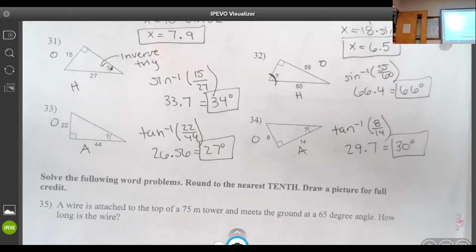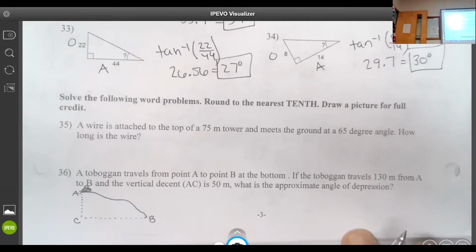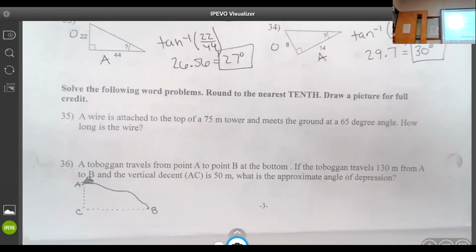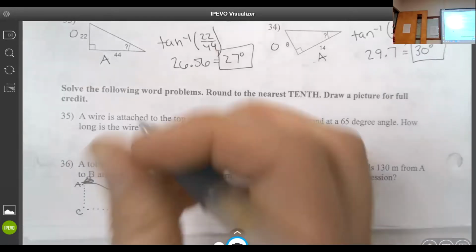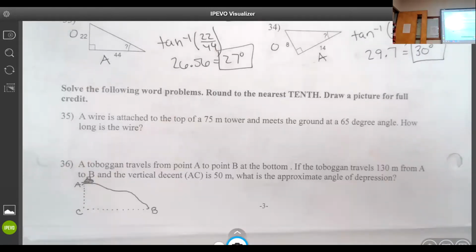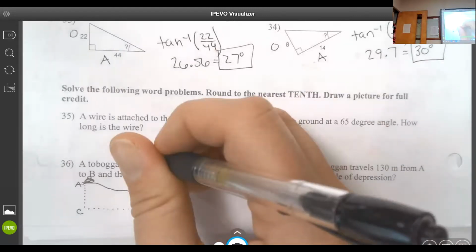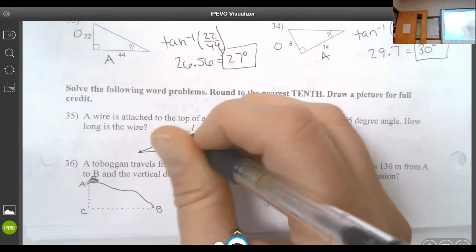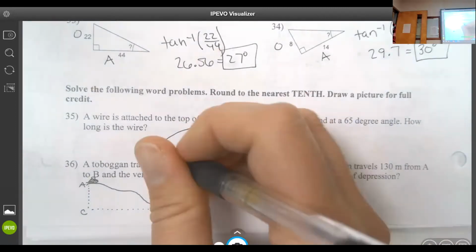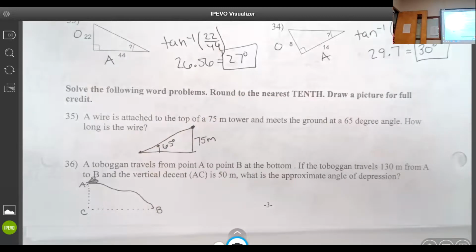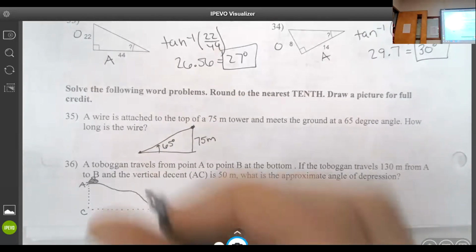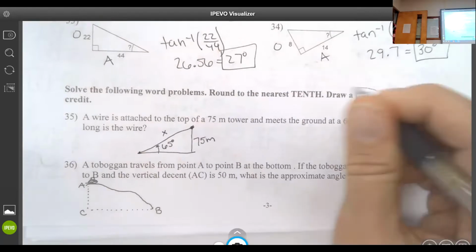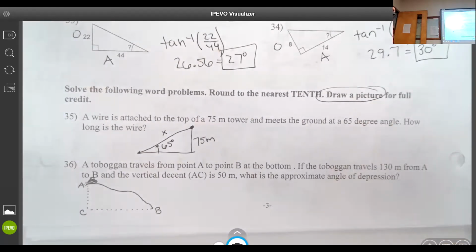So there's our trig and inverse trig, and it moves right into the problems we looked at this morning. It says the wire is attached to the top of a 75-meter tower, meets the ground at a 65-degree angle. How long is the wire? So here's the ground. I have a 75-meter tower, and the wire is connected to the top of that tower, creating a 65-degree angle with the ground. Notice you need to draw a picture for full credit on these problems. Okay, so there's my picture.